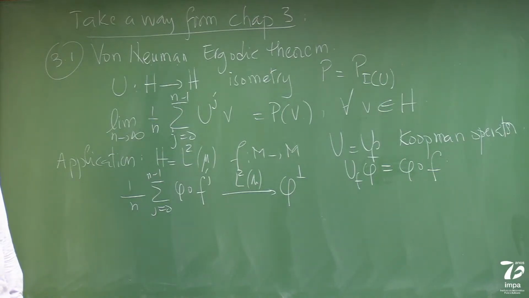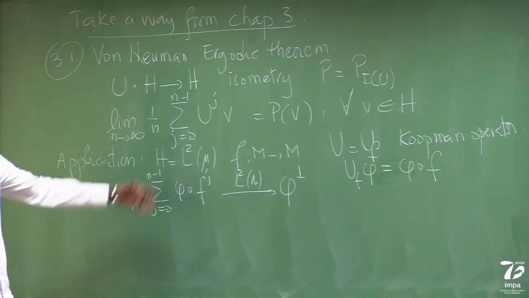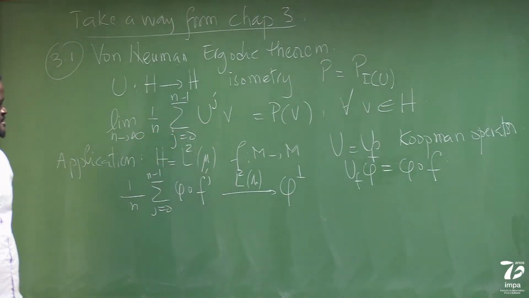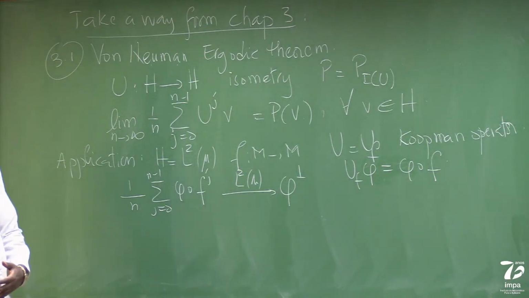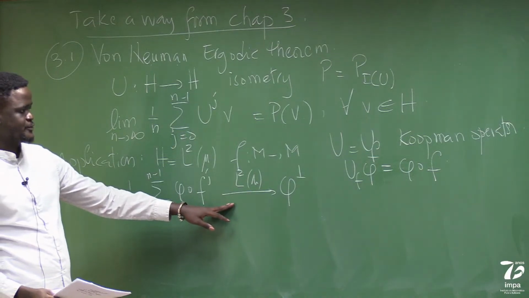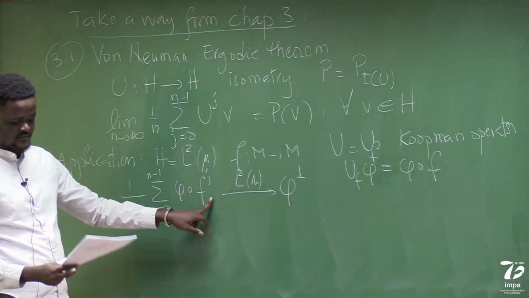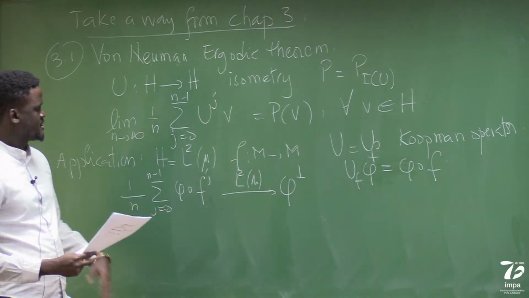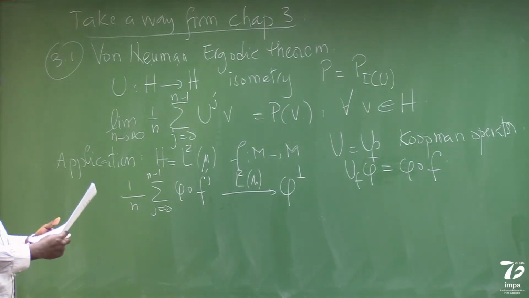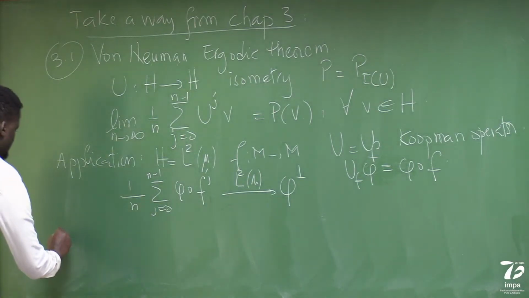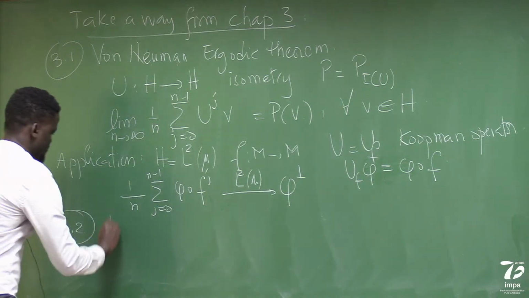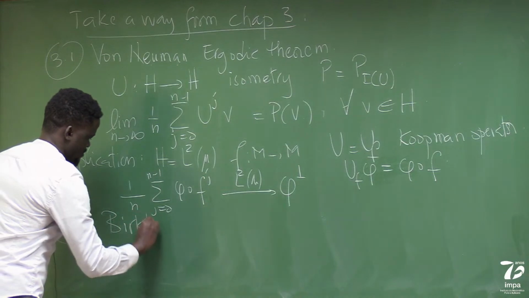So as I said, this seems to be a strong result, strong in one sense but weak in another, because the convergence is in L2. You don't have pointwise convergence. That's why we needed another ergodic theorem, the Birkhoff ergodic theorem. So another takeaway from chapter 3 is the Birkhoff ergodic theorem.